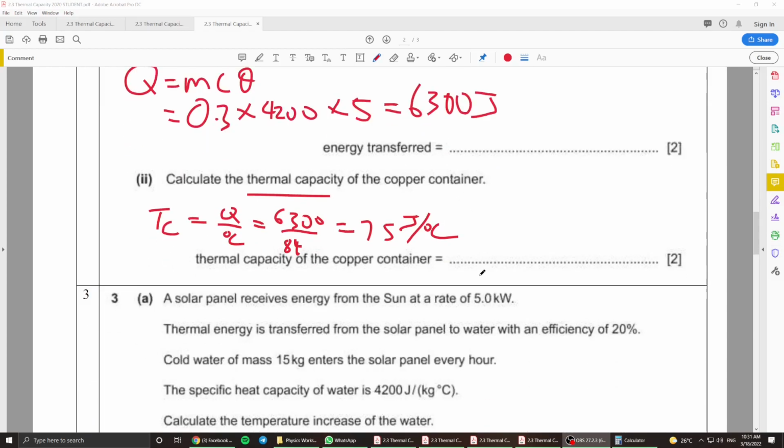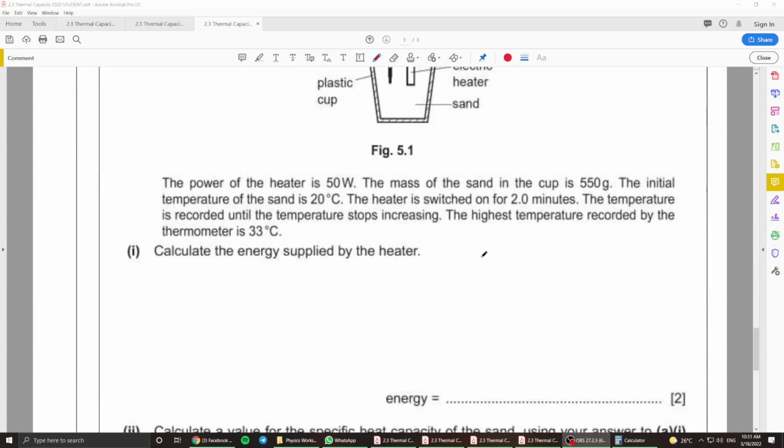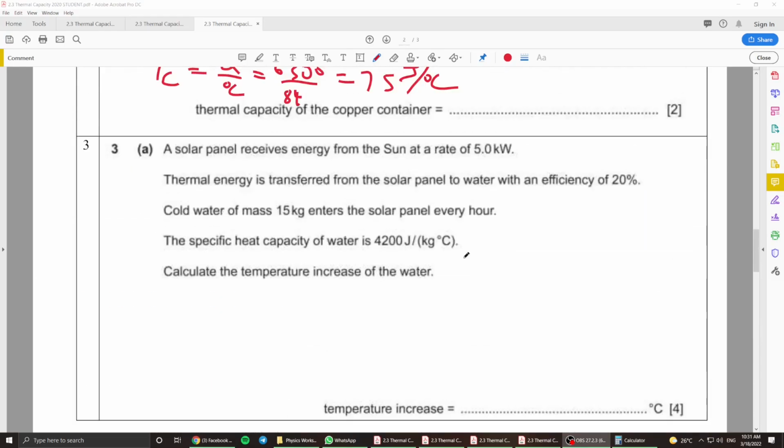Okay, then moving on to the final parts of this paper here. A solar panel receives sun at a rate of 5,000 watts. It's supposed to be 5,000 watts here. Thermal energy is transferred from the solar cell to water with efficiency of 20%. So the solar cells can only absorb 20% of the power. Cold water of mass 15 kg enters the solar cell every hour, so it's basically 3,600 seconds, right? The specific capacity is this amount. Calculate the temperature increase in the water.